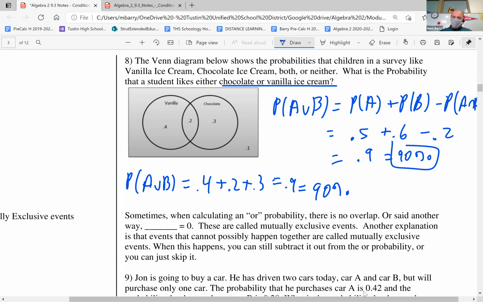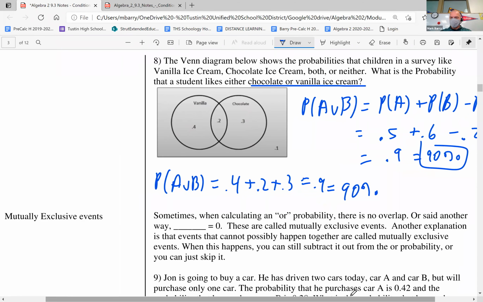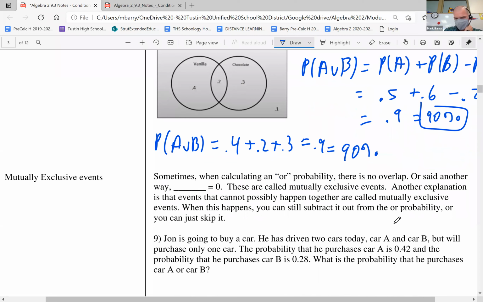All right, and the last thing we're going to talk about is called mutually exclusive events. Sometimes when calculating an "or" probability, there is no overlap. We're going to look at some examples where there would be no overlap, or said another way, the probability of A and B equals 0. These are called mutually exclusive events.